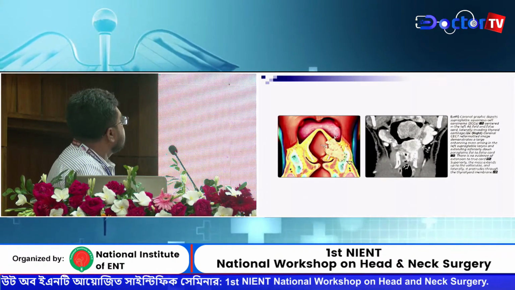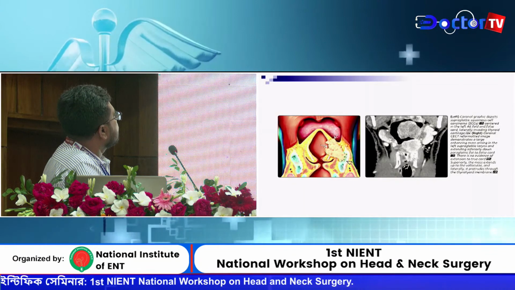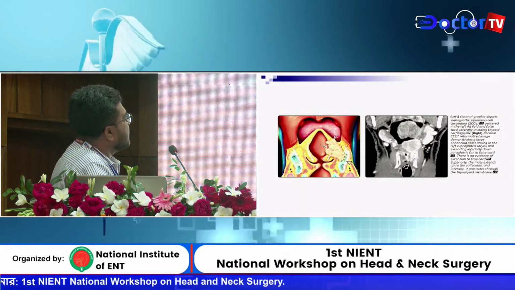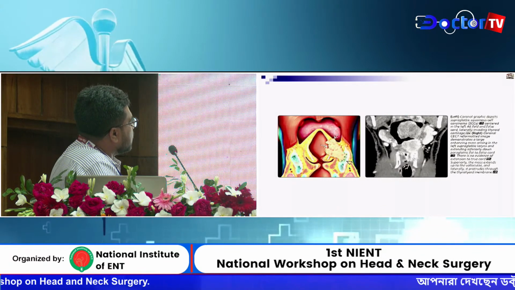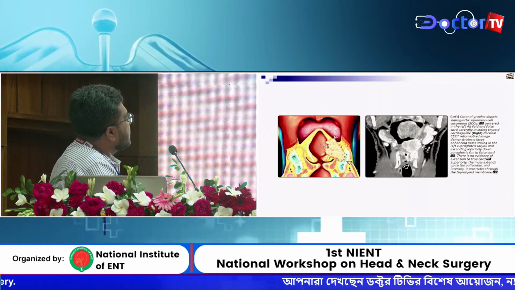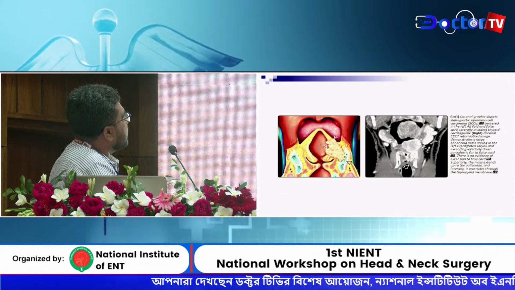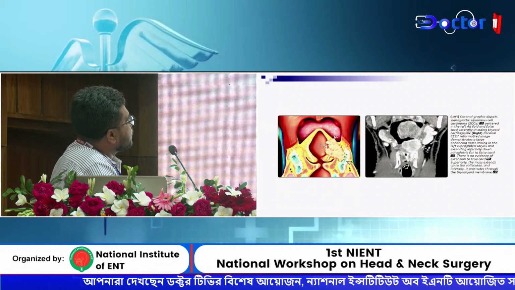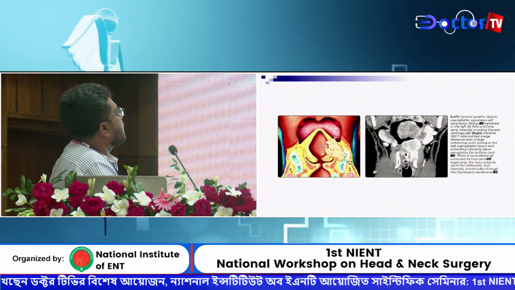Here the laryngeal ventricle, and here is the mass in the supraglottic area. In the CT scan, we see this is the laryngeal ventricle, this is the true vocal fold, and the lesion is above the true vocal fold, it is a supraglottic tumor, but it extends upwards up to the epiglottis and vallecula. And also there is a small paralaryngeal extension.